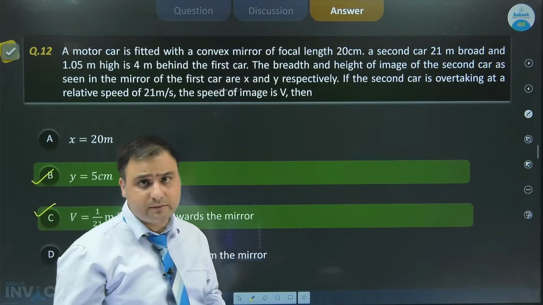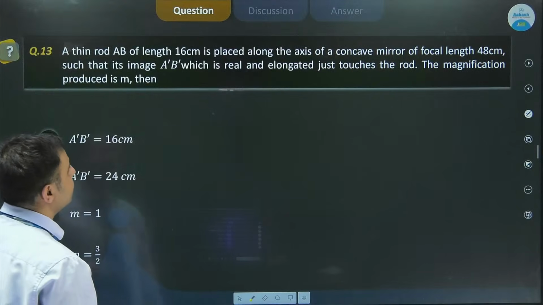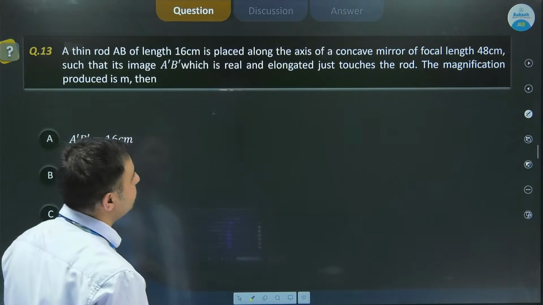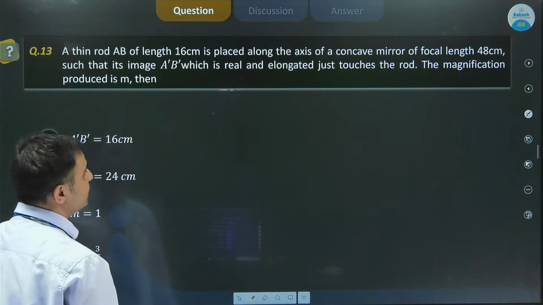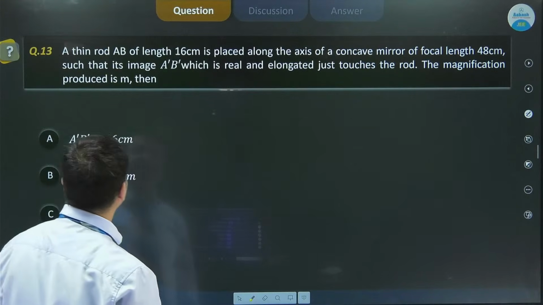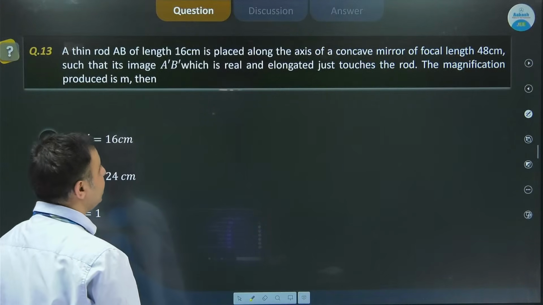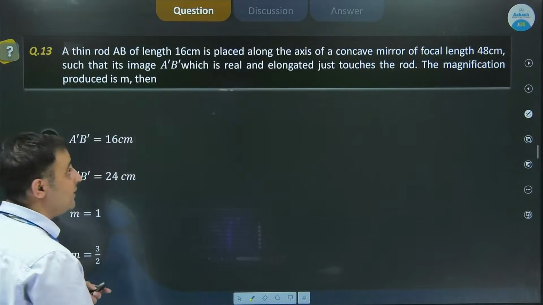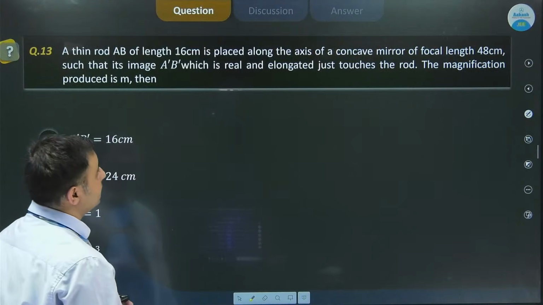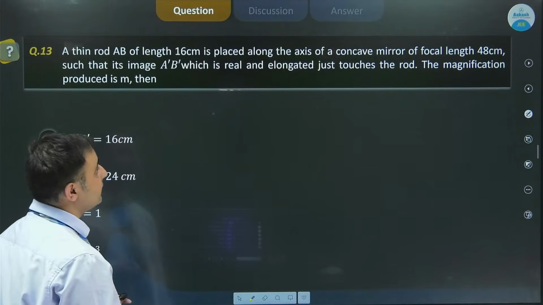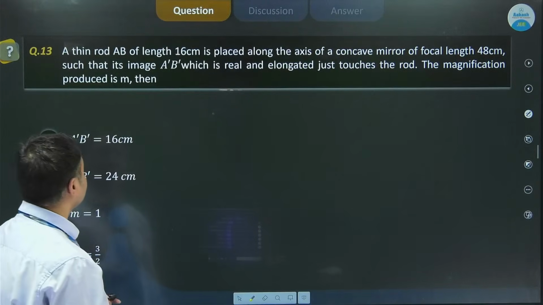Now let's move on to the next question. A thin rod AB of length 16 centimeter is placed along the axis of a concave mirror of focal length 48 centimeter, such that its image A dash B dash, which is real and elongated, just touches the rod. Since we get a magnified image, the rod must be placed within 2F. And one end of the image coincides with the rod, so one end of the rod must be at 2F. The magnification produced is M. Then choose the correct option.